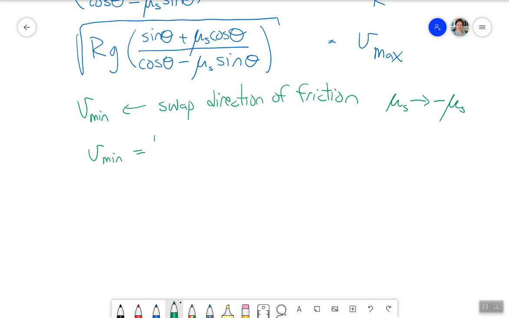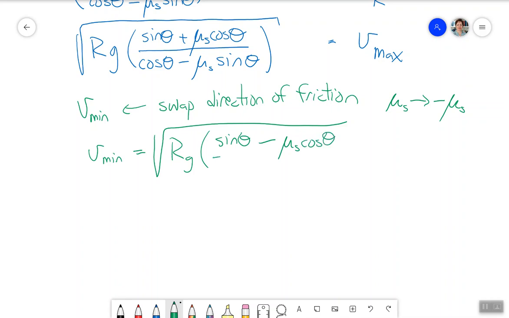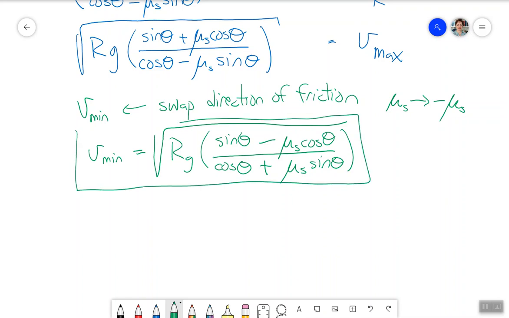You should do the problem from scratch, but you can show for yourself that V min is equal to the square root of rg times sine theta minus mu s cosine theta, divided by cosine theta plus mu s sine theta. If you want to simplify this, you can divide each side by cosine and get it into tangent and so on. But I think I'll leave it the way it is and go ahead and end there.